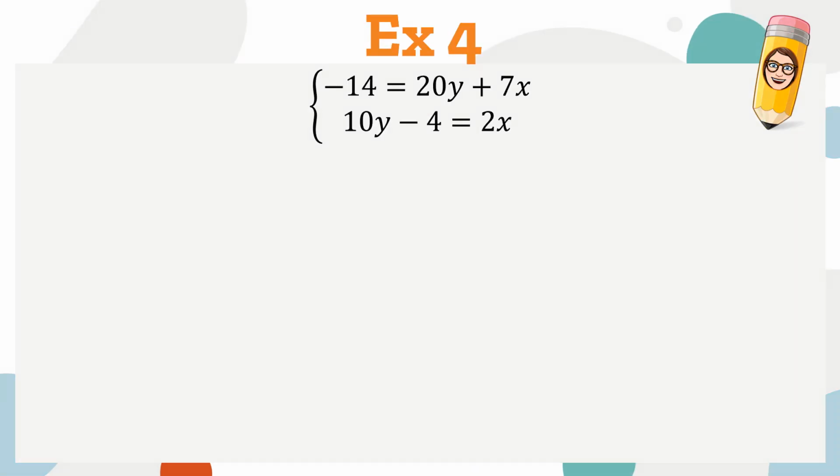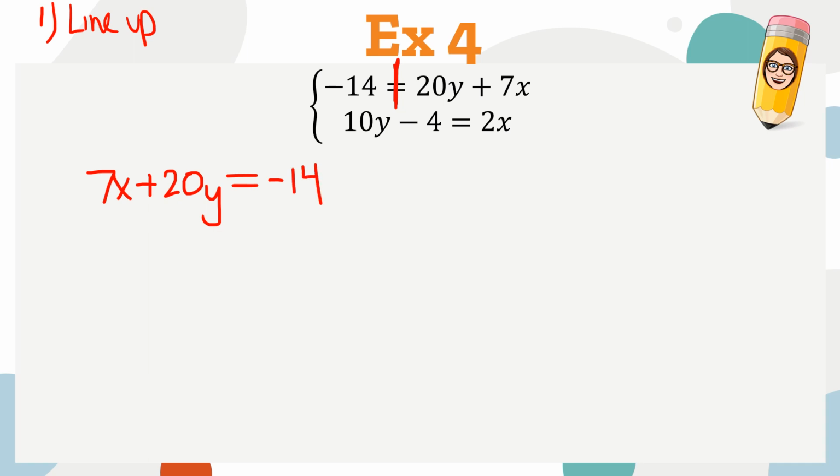Let's take a look at our last example for today. Step 1, we need to line them up. We want to write them in standard form. So let's take a look at this. That first equation, see how it's kind of like flipped around the equal sign? So we're just going to rotate it around the equal sign. It can stay positive 7x. It can stay positive 20y. It stays equal. It stays negative 14, right? I didn't move anything. So it all stays the same.